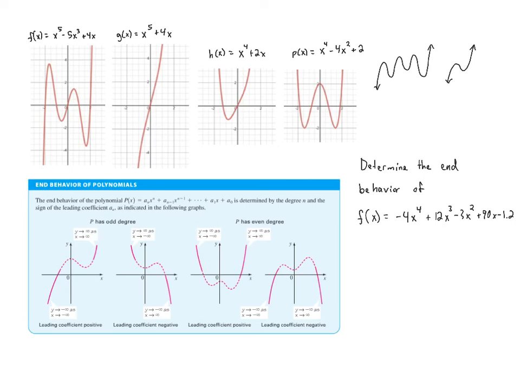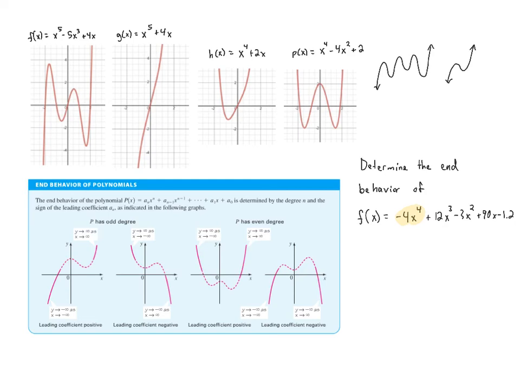We know that the end behavior is determined by the degree and the sign of the leading coefficient, so the only term that matters is the leading term here, negative 4x to the fourth. Because the polynomial has an even degree, it's either going to be moving up on both sides or down. And because the leading coefficient is negative, this means it's going to be going downward in both directions.